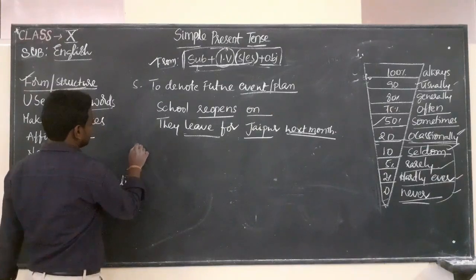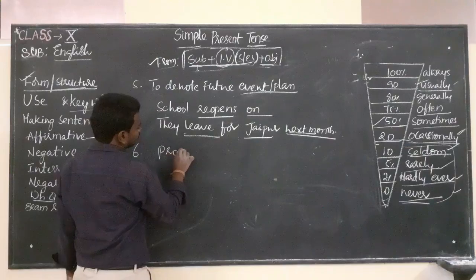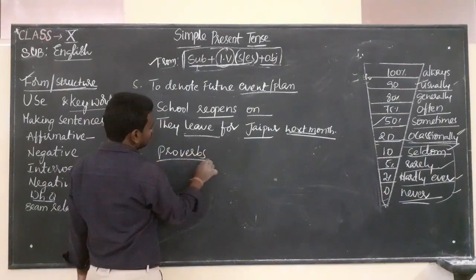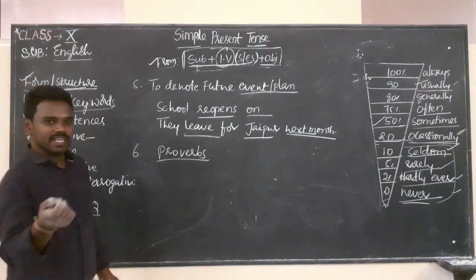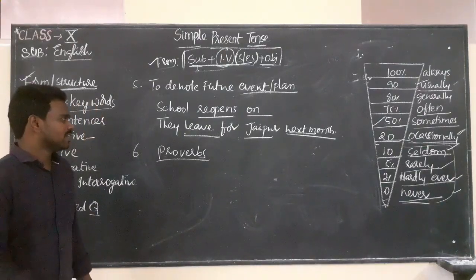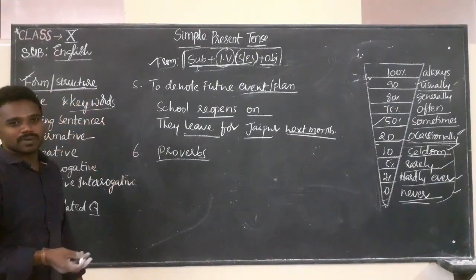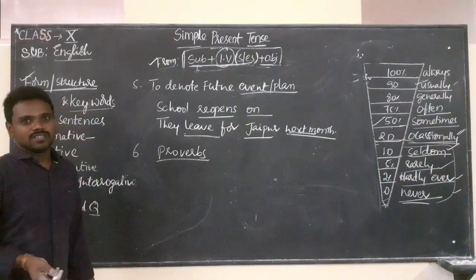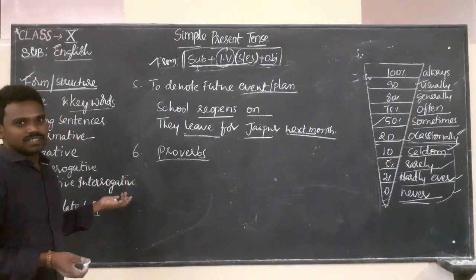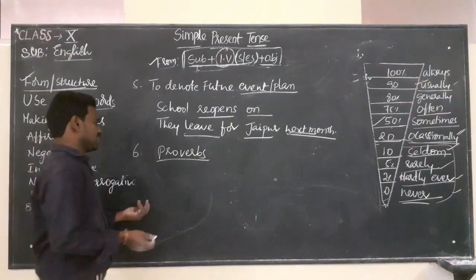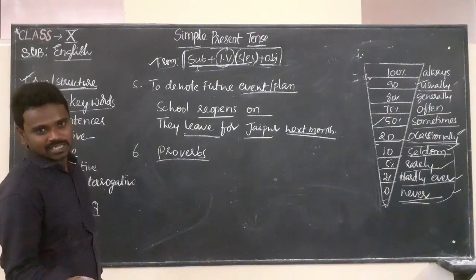And the sixth usage is proverbs. For example, practice makes a man perfect. Makes is a verb here. We use simple present to talk about proverbs. Empty vessels make much noise. Necessity is the mother of invention. Honesty is the best policy.